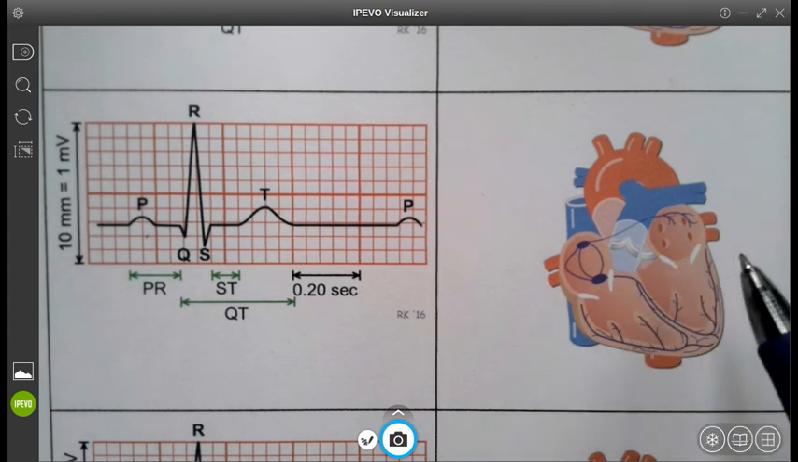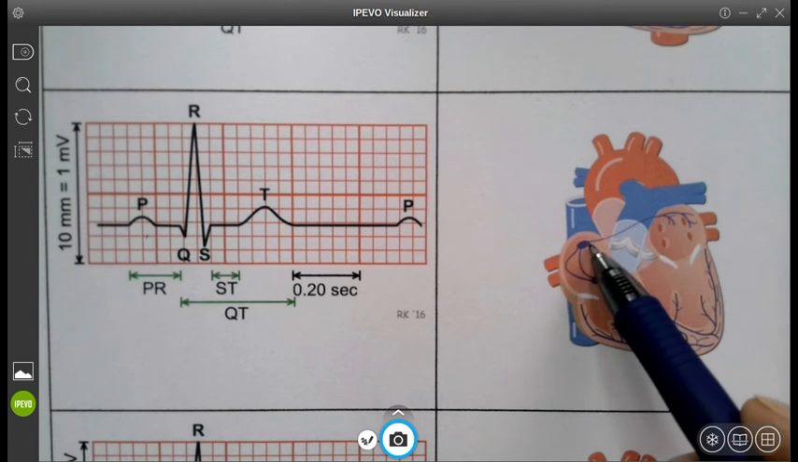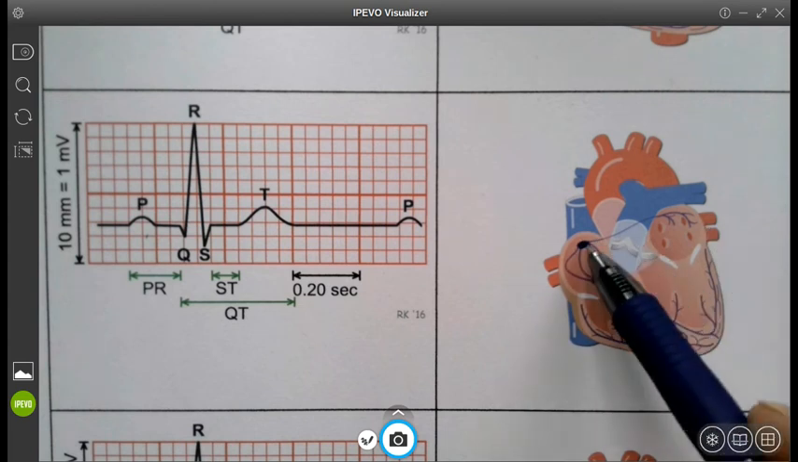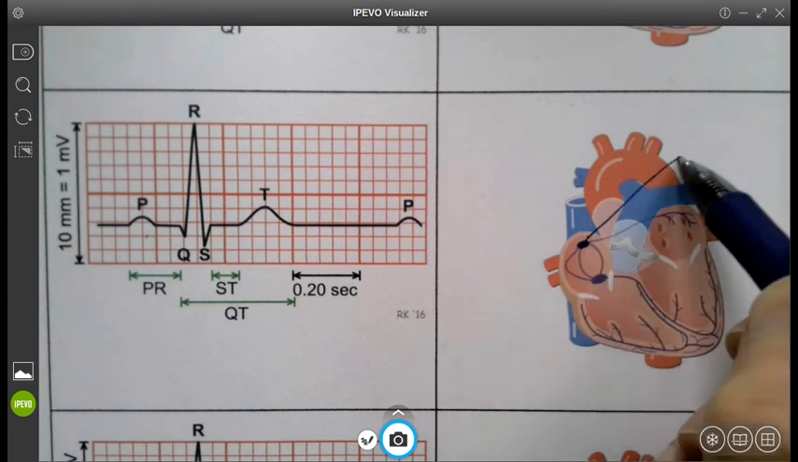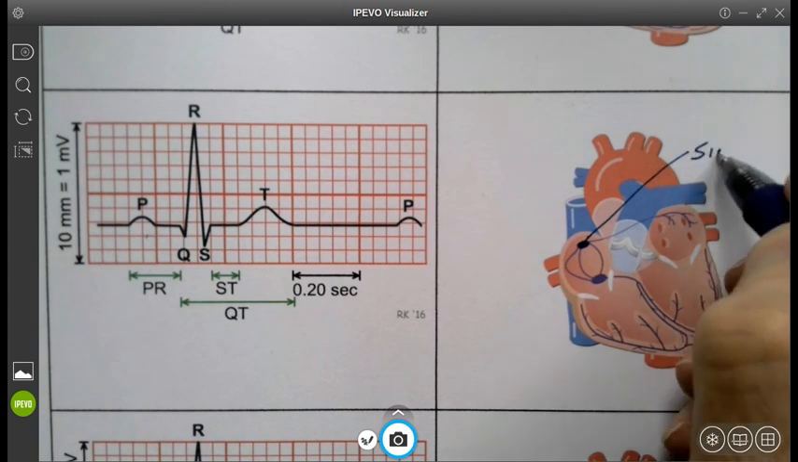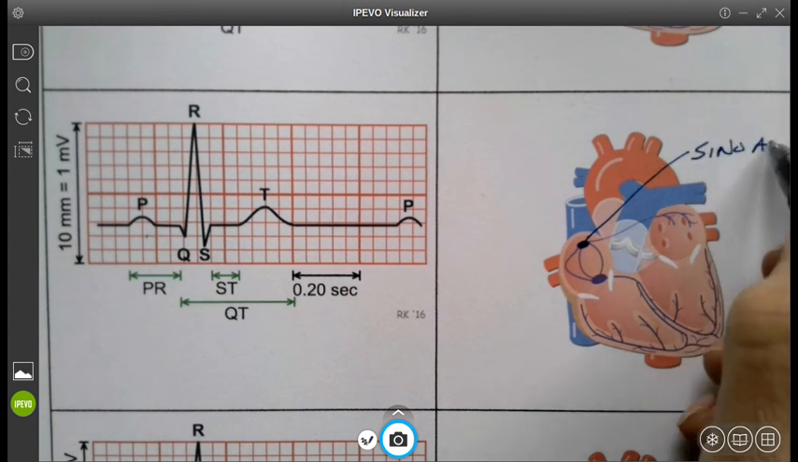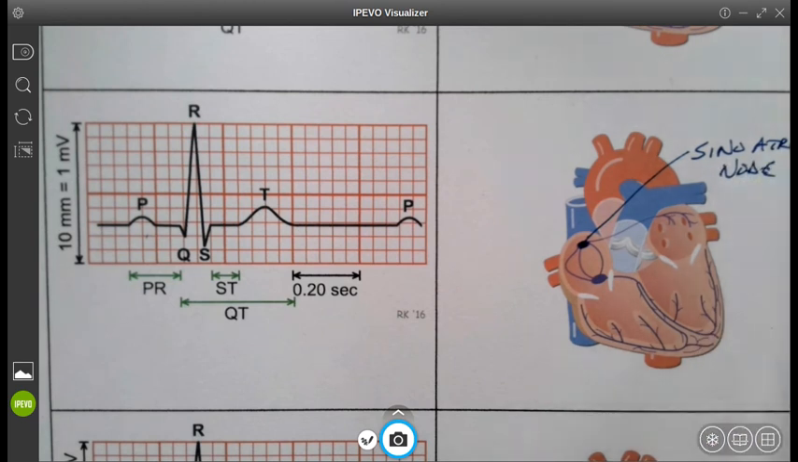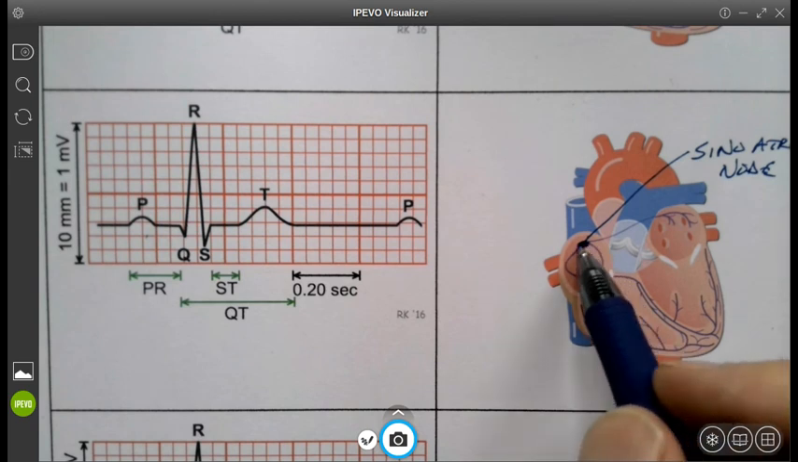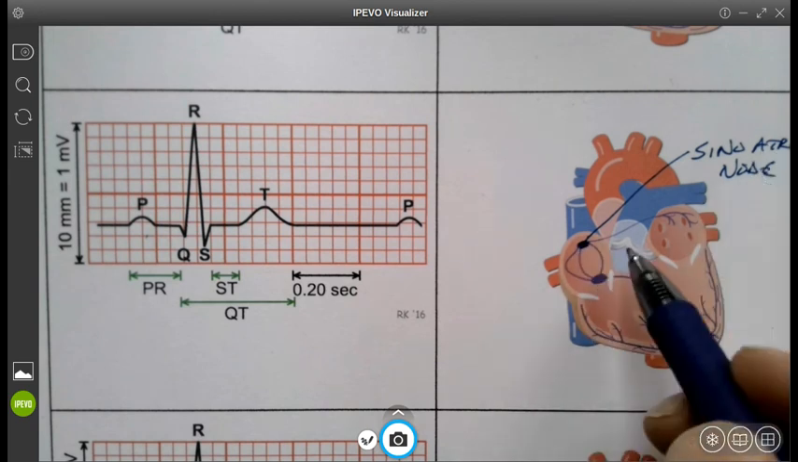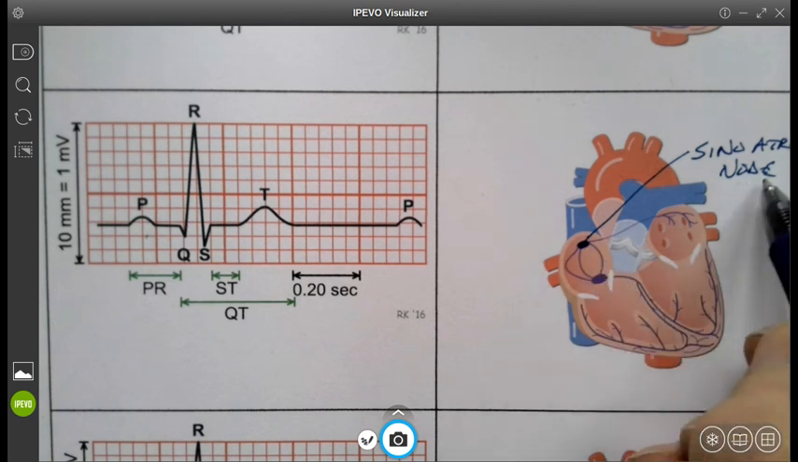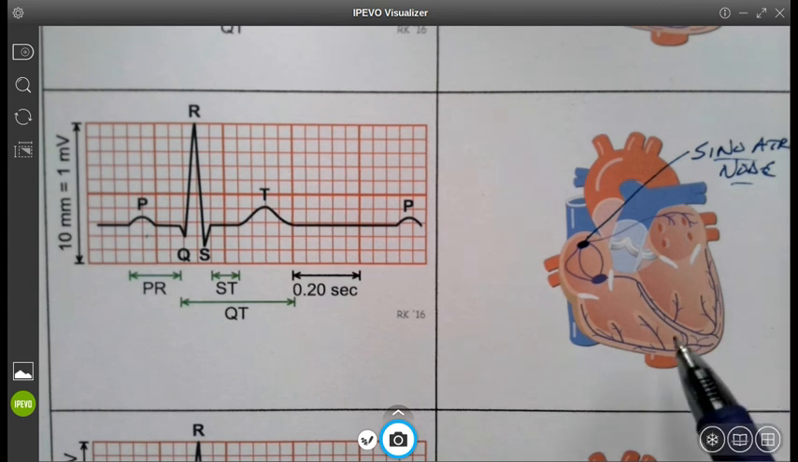So to start it all off is a tiny little area right about here embedded in the wall of the right atrium. It's called the SA node, or sinoatrial node. So I guess I'll write that down, sinoatrial node. Okay, and that's where it all begins. The pace of the sinoatrial node is about 25 to 30 beats per minute. So sometimes this is referred to as the pacemaker because it sets the pace for the heart.